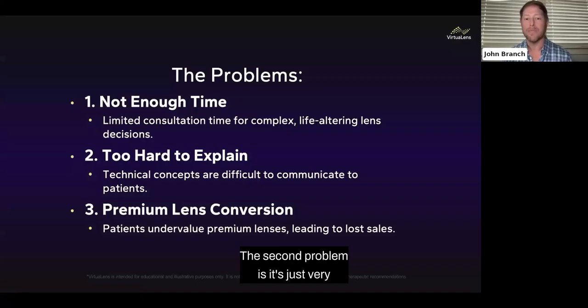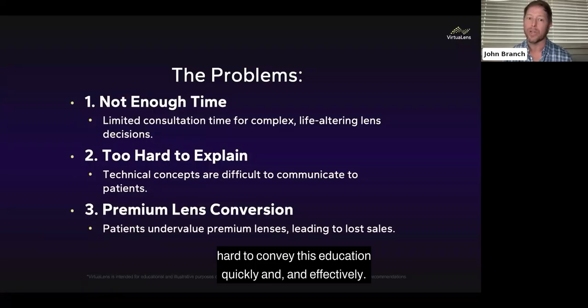The second problem is it's just very difficult to explain. These are concepts of depth of focus and halos and different photopsias. Regular patients just don't understand it, so it's hard to convey this education quickly and effectively.